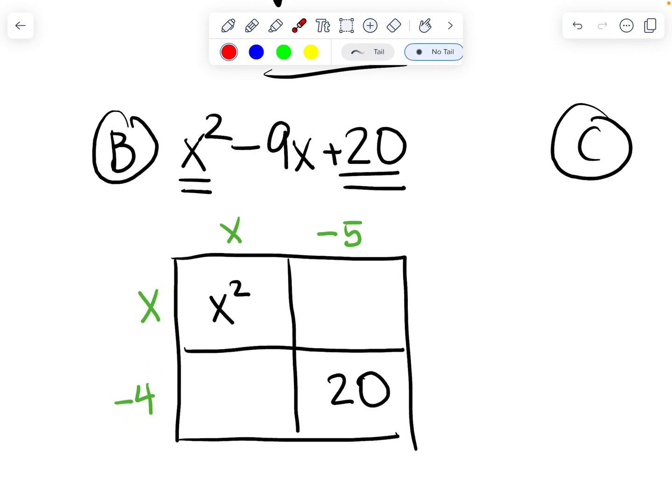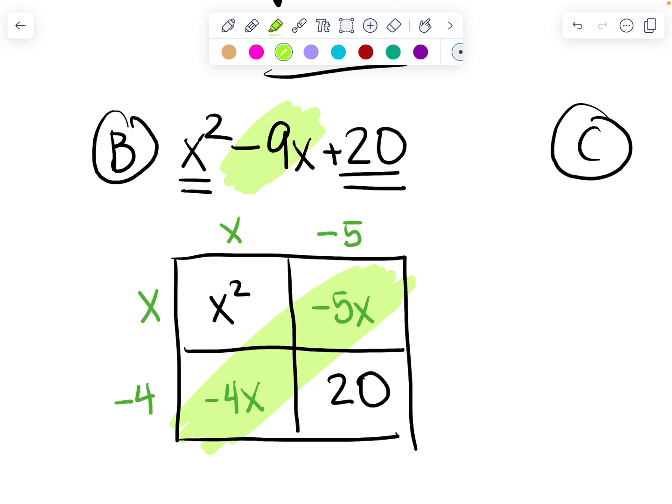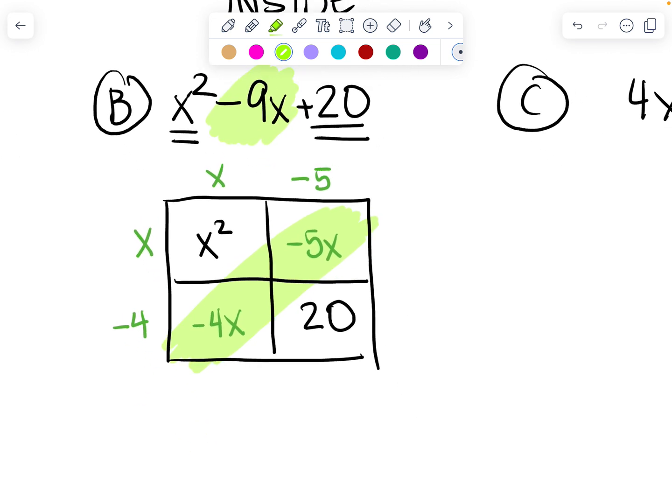Negative 4 times negative 5. Let's see if Siri agrees. Siri, what's negative 4 times negative 5? Negative 4 times negative 5 is 20. Do you see? She agreed with me, okay? So now I'm going to fill in the rest of the boxes. Negative 5x, negative 4x. Check the diagonal. This negative 5 and that negative 4 does give me this. Perfect. That's exactly what I wanted.